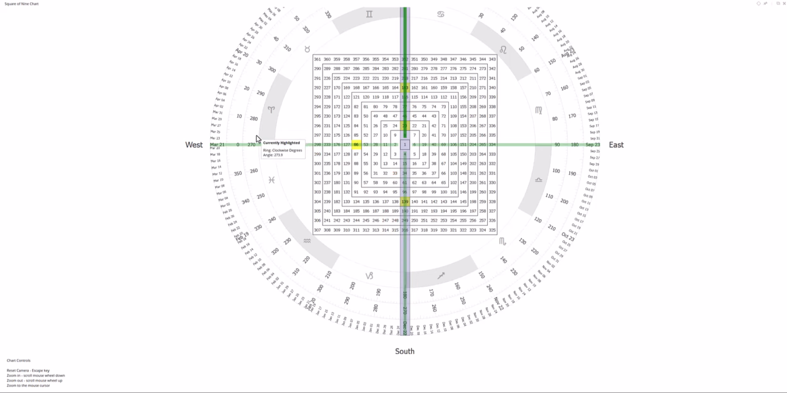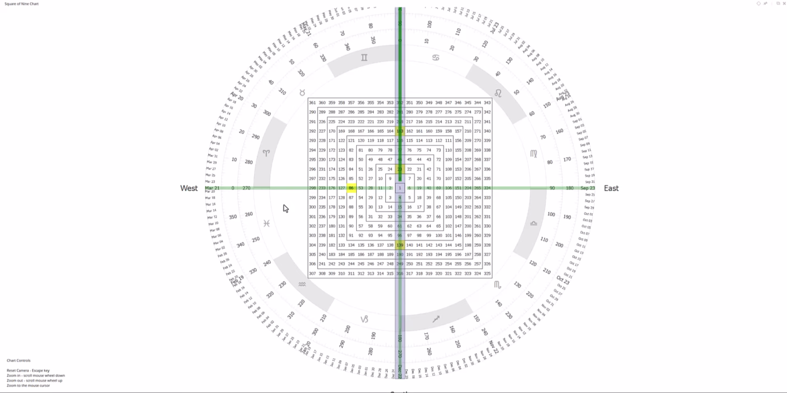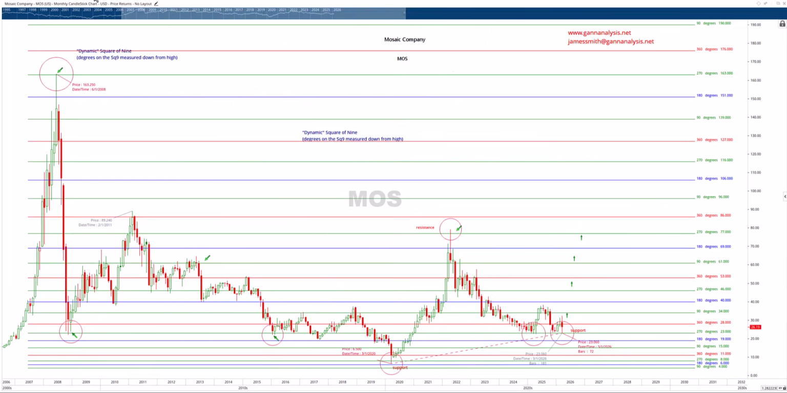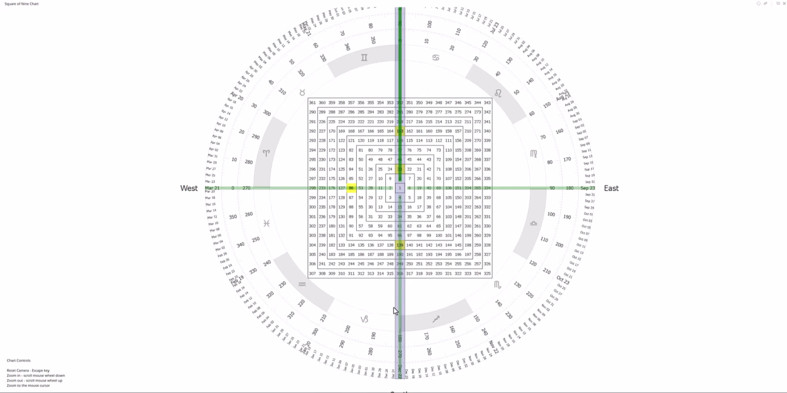So I just want to explain what that means on the Gann charts. You're looking at two different things. You're looking at an output page, which shows you horizontal lines, which equates to the same levels that you have here on the iron cross. That's the static square of 9.